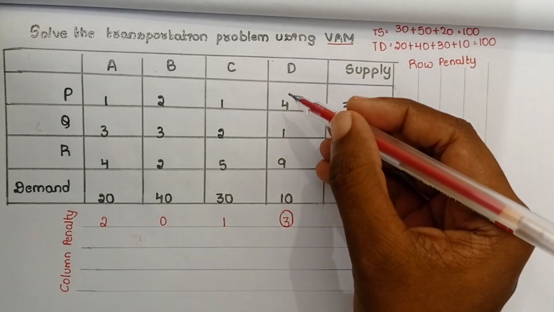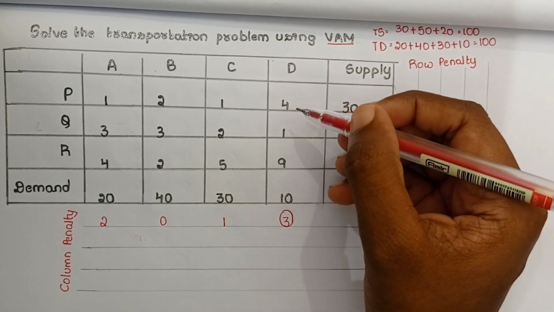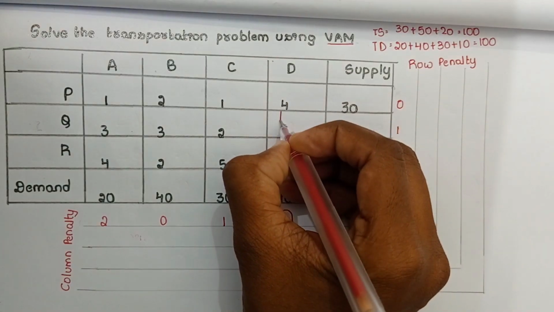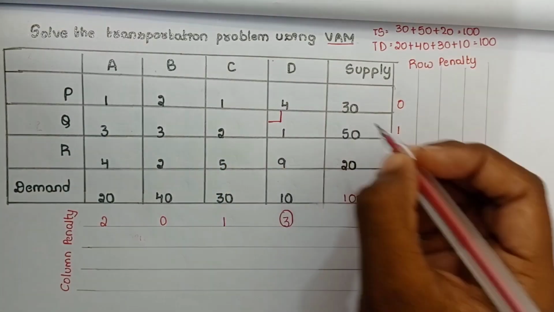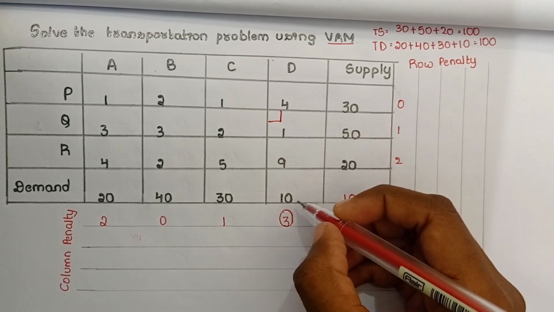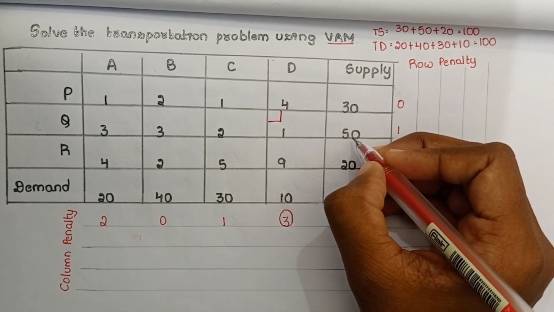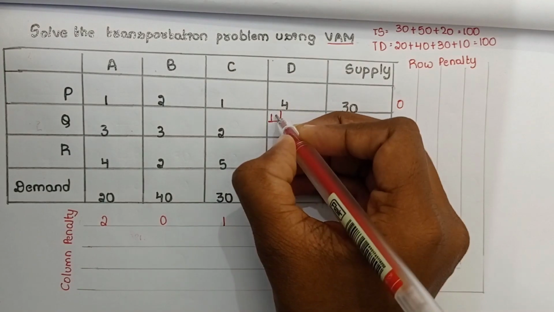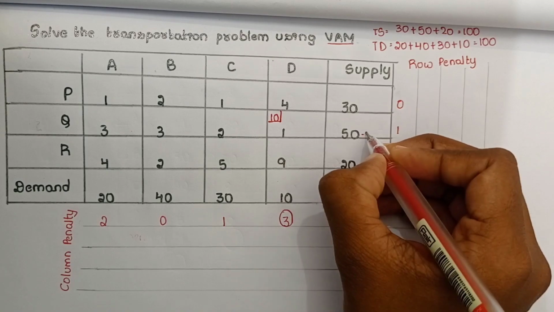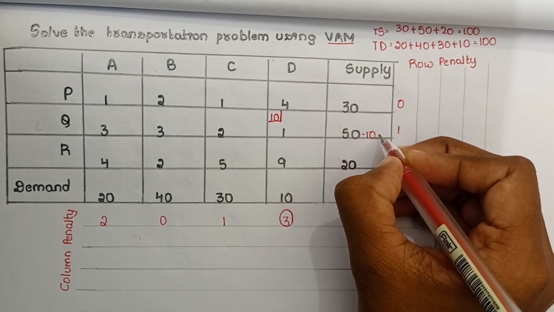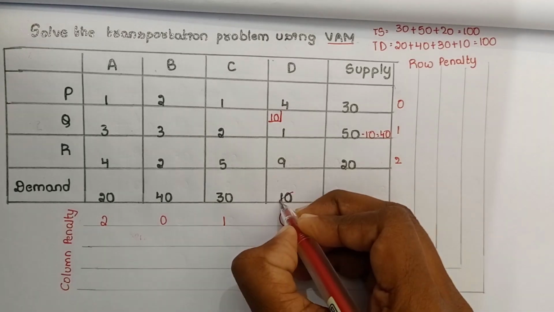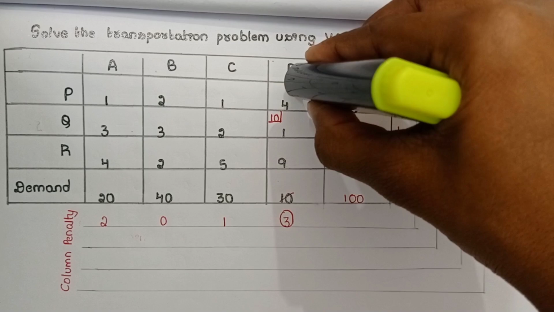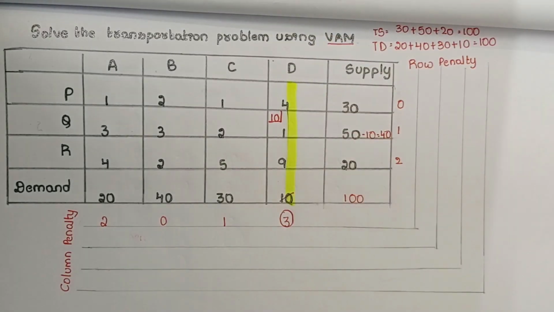For allocating, we have to see the least value here. Among 4, 1 and 9, the least value is 1. So I will select this cell for allocation. For allocation, we have to see the supply as well as demand. The demand is 10 and the supply is 50. Among 50 and 10, the least value is 10. So I will allocate this 10 and deduct this 10 from 50. So 50 minus 10 is 40. We have given 10, so we have to strike off this column, as we have given all the demand.